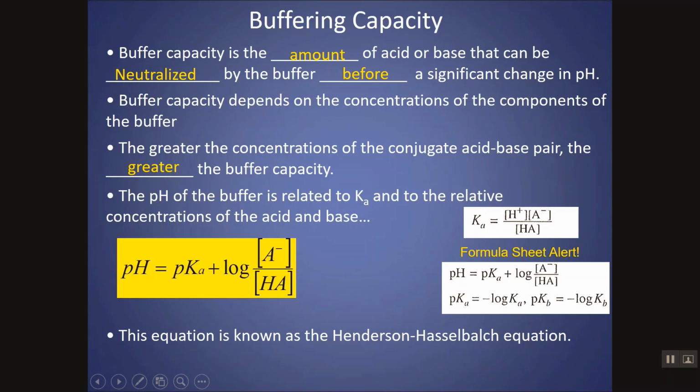Sometimes, instead of the ionization of a weak acid, you could be dealing with the ionization of a weak base. So just remember that your base component is on top and your acid component is on the bottom. If you're looking at, let's say, NH3 and NH4+, remember the base component goes on top, acid on the bottom, because this is always written in favor of the acid ionization. So let's look at a problem.